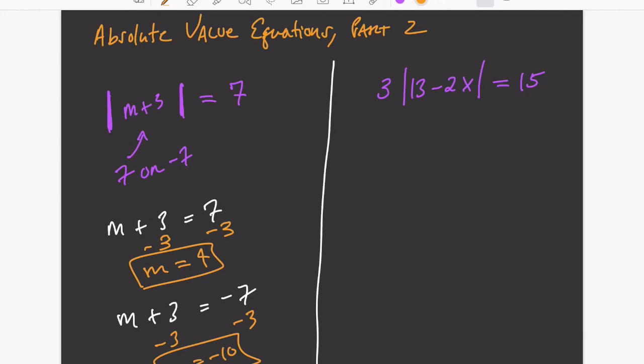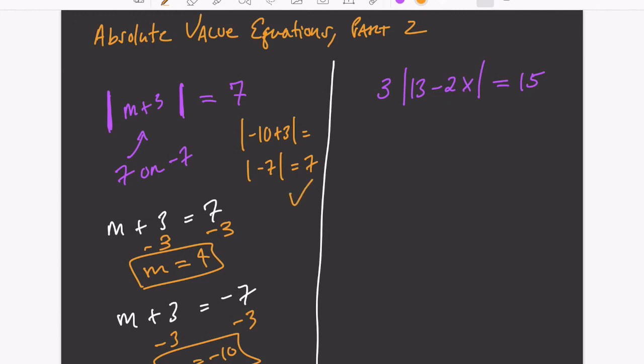So let's take -10. So the absolute value of -10 plus 3. We want to know what is that? Well, -10 plus 3 is -7, and the absolute value of -7 is 7. And so sure enough, that works. And the same would be true if you plugged in 4.